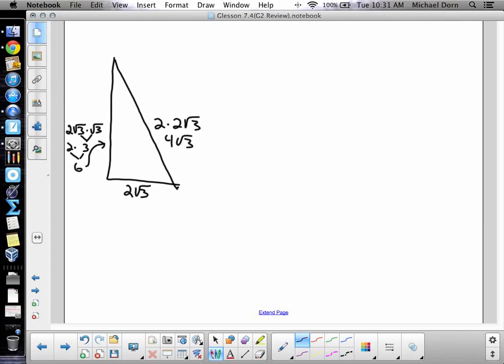Know your pattern. Short leg, long leg is short leg times the square root of 3. Hypotenuse is 2 times the short leg. That's all you have to know. But you do, and at that end, being able to work with radicals, that's going to be important. Anything else?